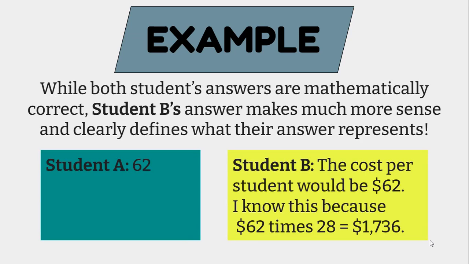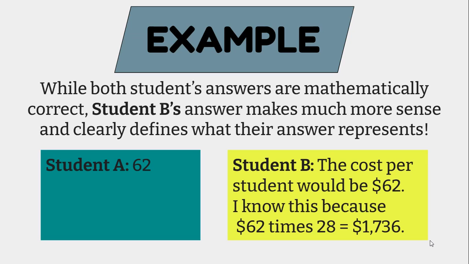If you said student B, I would agree. While both students' answers are mathematically correct, both of them got the correct answer of 62, with student A's response of 62, I could assume they mean 62 students. I could assume they mean $62, but I don't know what that 62 represents. It could be 62 cats, 62 candy bars. I just don't know. But reading student B's answer, it is very clear what that answer represents.